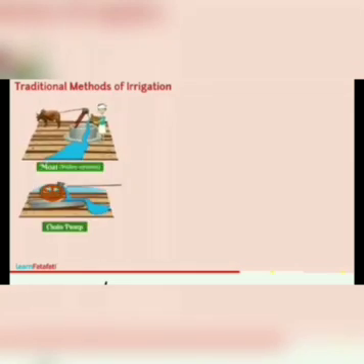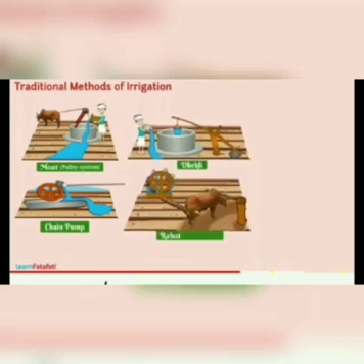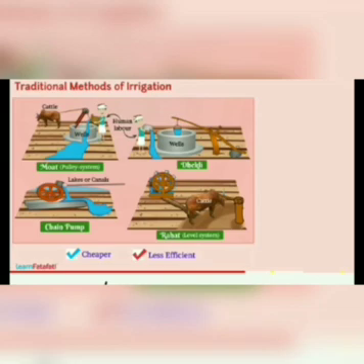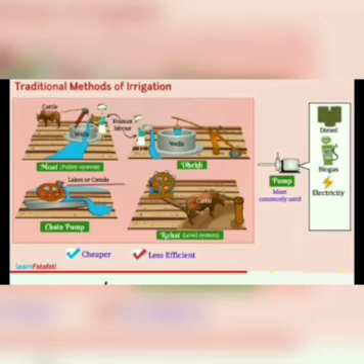The pulley system, chain pump, dhekli, and rahat, that is the lever system, are some of the methods to bring out water from wells, lakes or canals and irrigate the land. These methods are based on cattle or human labor. Therefore, these are cheaper, however less efficient. Pumps are more common. Pumps use biogas, diesel, electricity or solar energy as fuel.